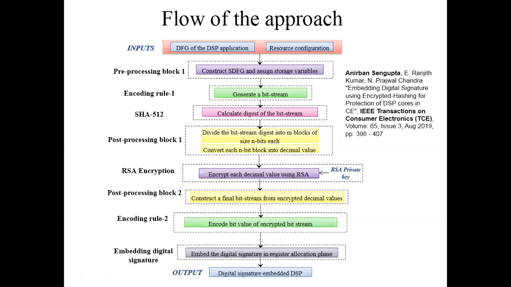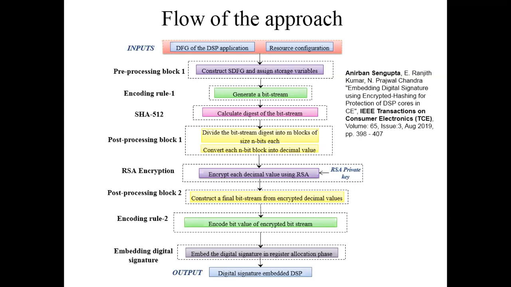Now let me get into the algorithm of the approach that we have developed. The major primary inputs are the DFG and the resource configuration. You construct a scheduling of that design, followed by assigning of storage variables. Once that is over, we generate a bit stream. That bit stream can be used to calculate the digest of the bit stream. The generation of the bit stream could be based on some encoding rule. Applying that results in a bit stream which is fed into the SHA-512 block that produces a digest of the bit stream.